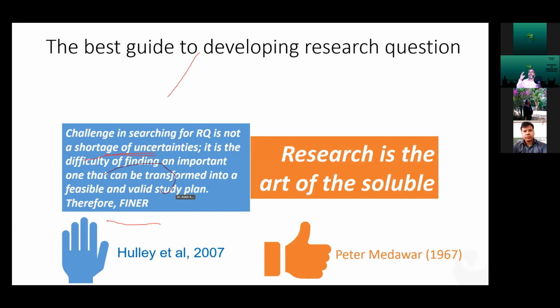So there are lots of uncertainties. But what is the uncertainty that is valid and feasible? How can you choose that? And the second is my personal favorite, Peter Medawar, 1967, a great immunologist, known mostly because of his statement that research is the art of the soluble, which means research means what you can do. There are hundreds of things that can be done, that should be done. Are you able to make it soluble and then do the research? If you can, then you're living a good life as a researcher.